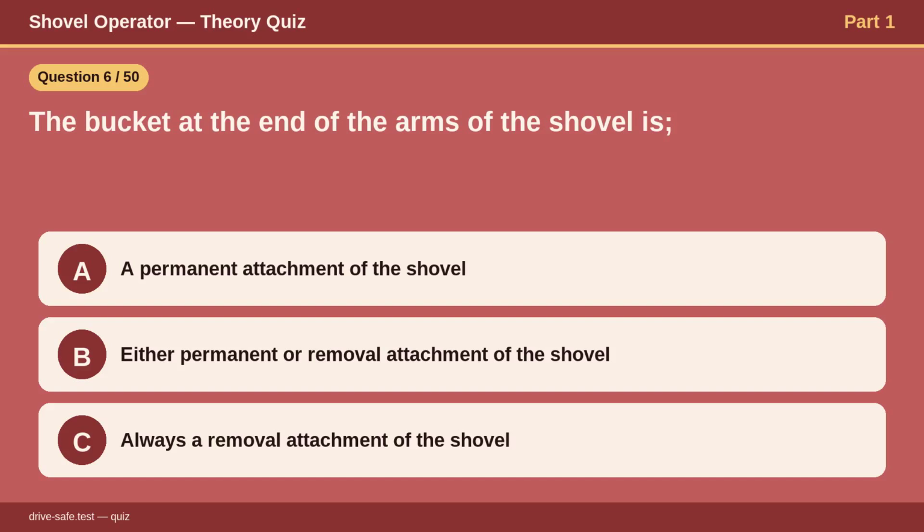Question 6. The bucket at the end of the arms of the shovel is: Option A. A permanent attachment of the shovel. Option B. Either permanent or removal attachment of the shovel. Option C. Always a removal attachment of the shovel. The correct answer is option B. Either permanent or removal attachment of the shovel.